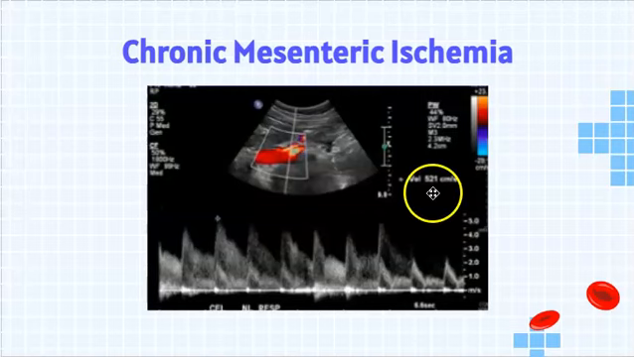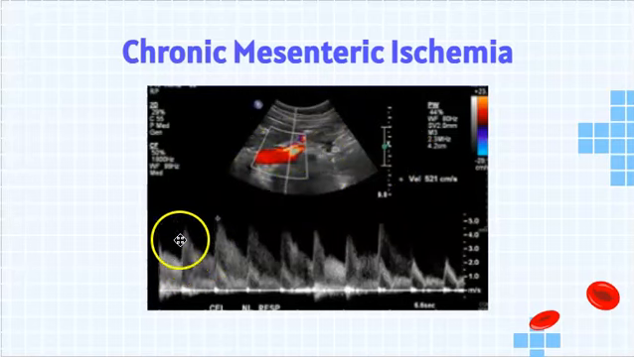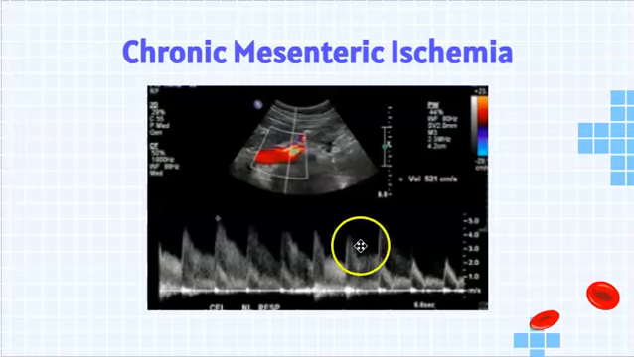Upon looking at this image, you can see that our Doppler waveform looks very stenotic, and it's in our celiac axis. That would indicate chronic mesenteric ischemia. Again, the difference between this and our celiac axis compression is that this waveform does not change with inspiration or expiration.